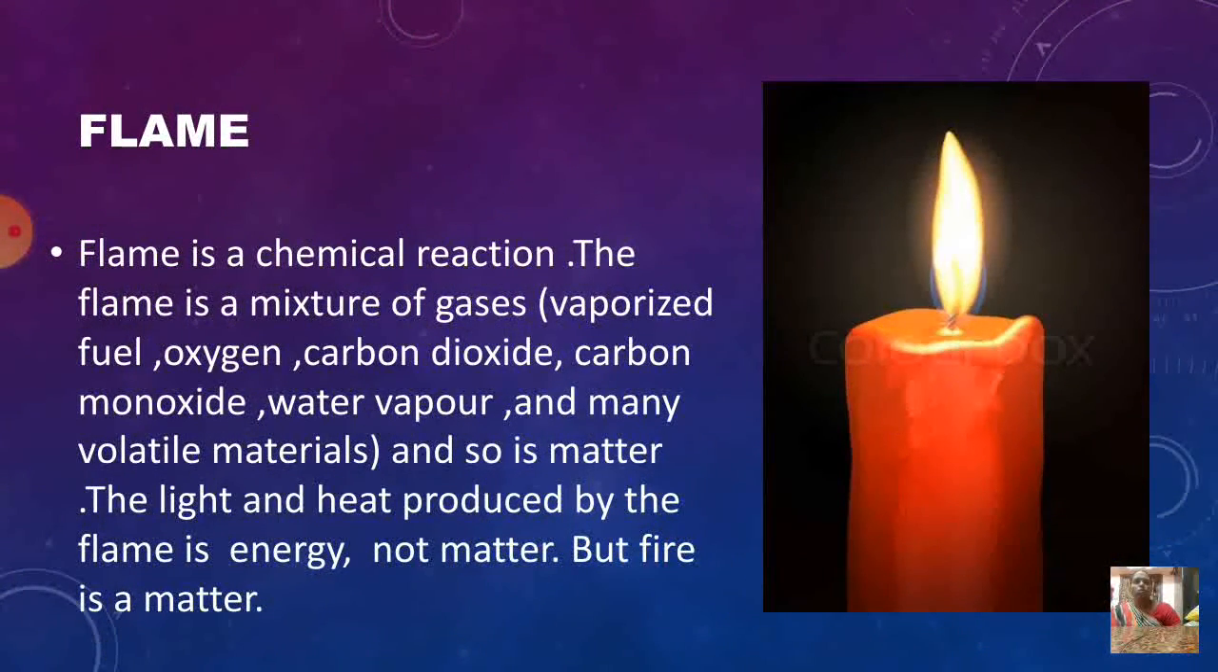Children, next we are going to discuss flame. Look at the picture, children. When you light a candle, the heat melts the wax and molten wax rises up the wick, vaporizes and then burns, isn't it? When vapors burn, a flame is produced. The region of burning gases is called a flame. Flame is actually a chemical reaction.